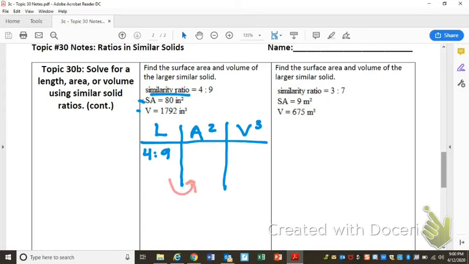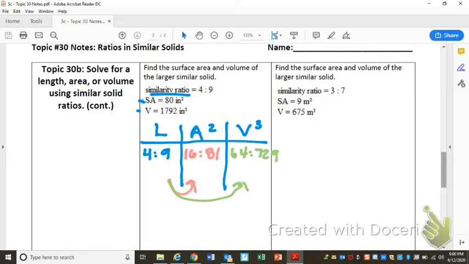So now area and our volume are both desired. So we're going to go to area first. To get area, we're going to square 4 and 9. So 4 squared is 16 and 9 squared is 81. And moving forward, we want to cube it to get our volume. So 4 cubed is 64, and 9 cubed is 729.